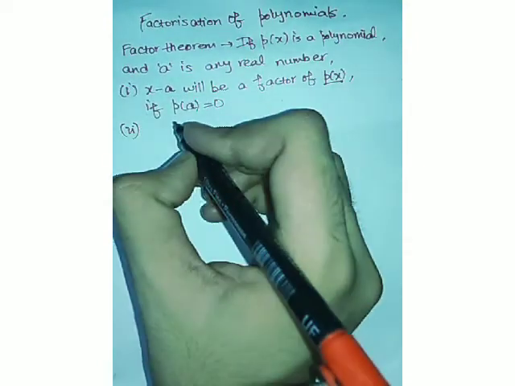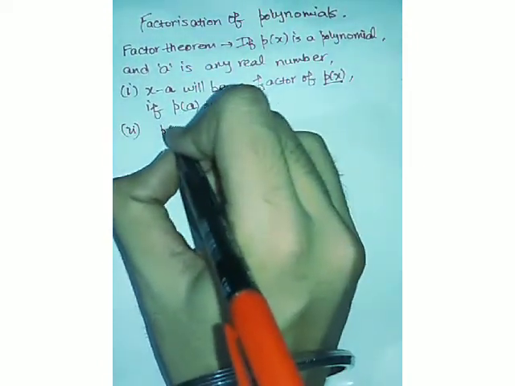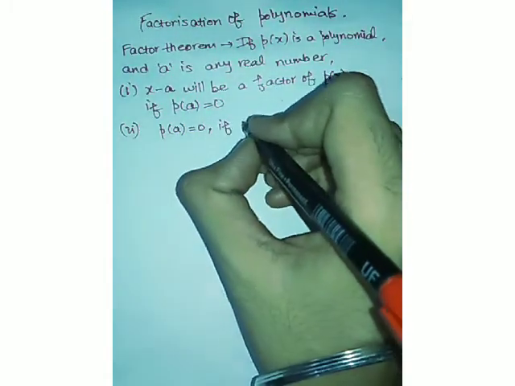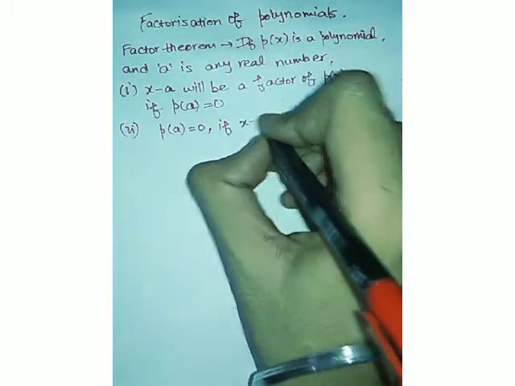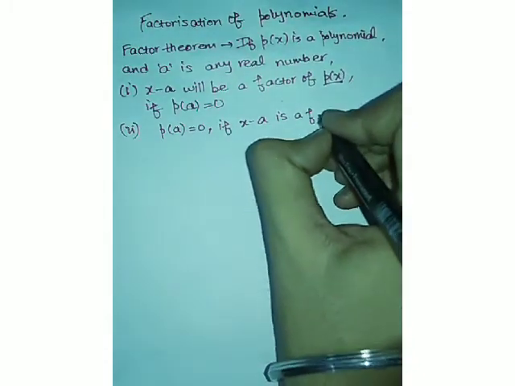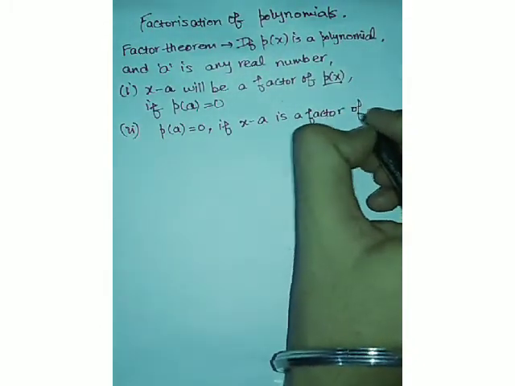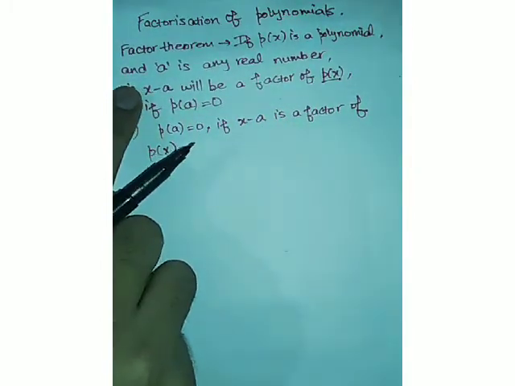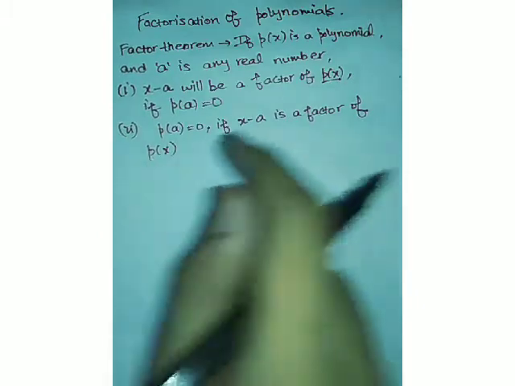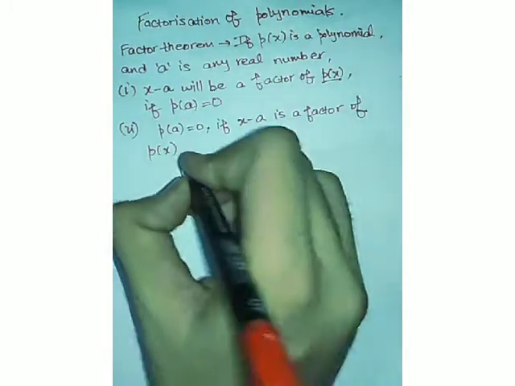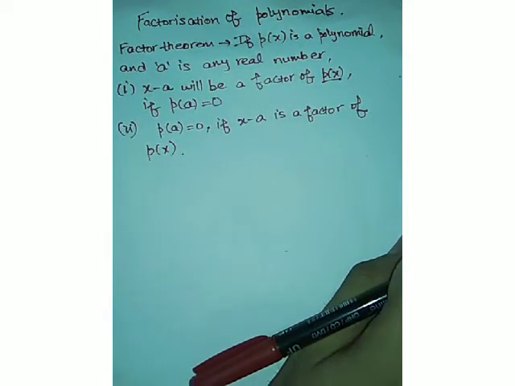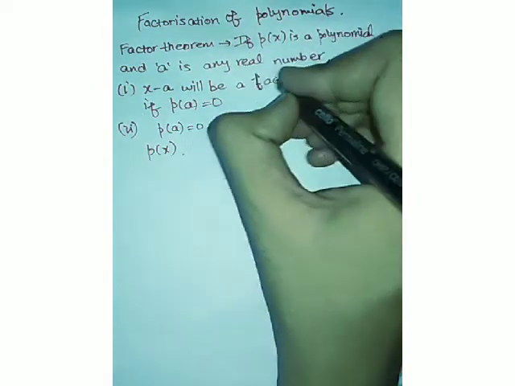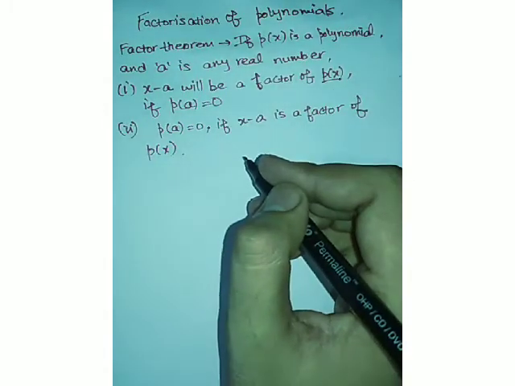Or if we want to do the vice versa condition, if P(a) is 0, P(a) can only be 0 when x minus a is a factor of P(x). So it's a kind of vice versa condition. If this is happening, then this should be correct. All right. So let's start with the very first example, and we'll do factorization by middle term splitting and factor theorem, and we'll factorize the cubic polynomials as well.